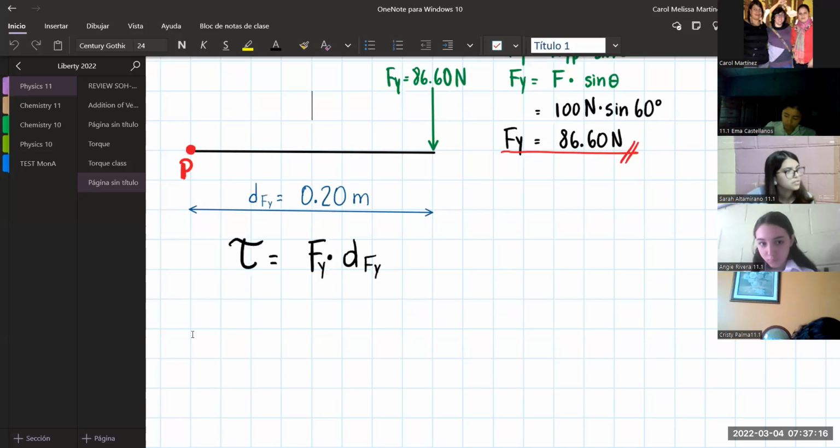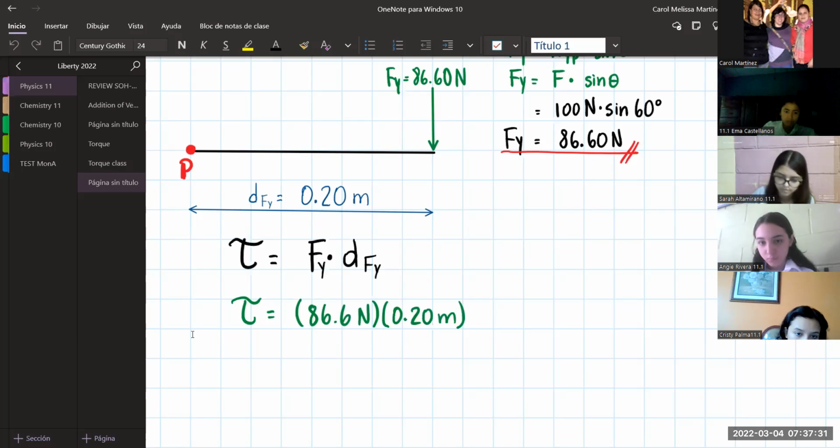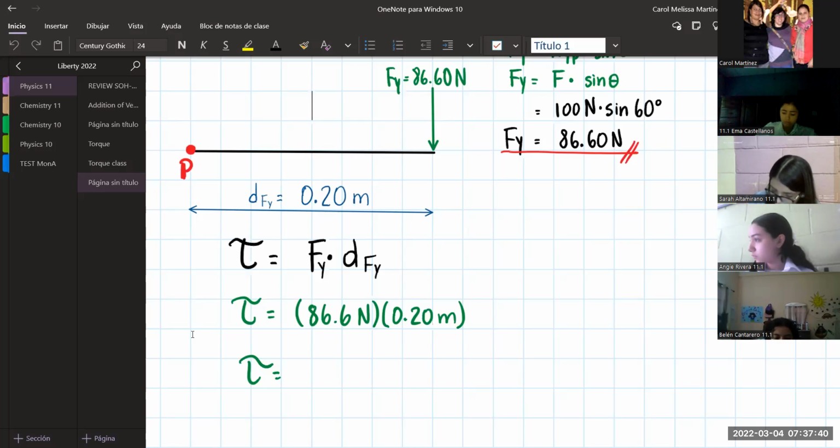And now all you do is substitution of the givens. We say torque then is equal to 86.6 Newton multiplying 0.20 meters, which is 17.32 Newton meters.